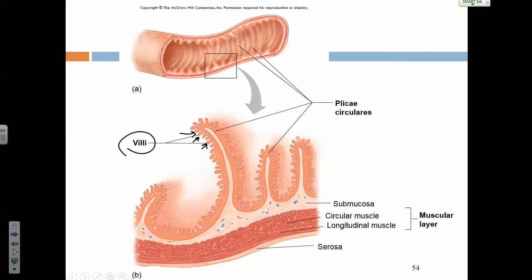Okay. So without the plicae and without the villi, the small intestine would have to be a whole lot longer than the 20 feet, thousands of times longer than the 20 feet. Okay.